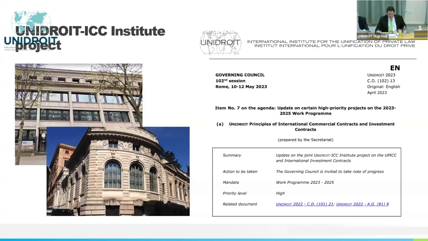He also reminded me that the 2016 enhancement of the principles fell far short of the initial idea of including more issues on long-term contracts and thus further impacting investment contracts. Both organizations decisively moved forward. The ICC Institute formally presented a proposal in 2022, and the Governing Council of UNIDROIT included it in its 2023-2025 work program.